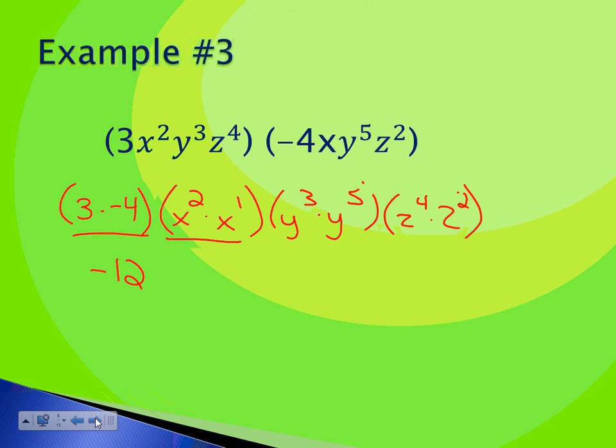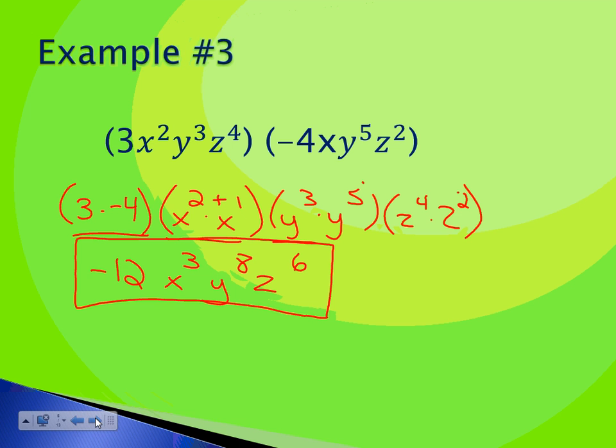X to the second times x to the first. When you multiply powers, we add the exponents. Y to the 8th and z to the 6th. Any questions about that? Am I finished? Can I add these? Why not? The bases are different. Again, you can only combine them when the bases match. Okay? So I'm done. The answer is negative 12, x to the third, y to the 8th, z to the 6th. Any questions about that?